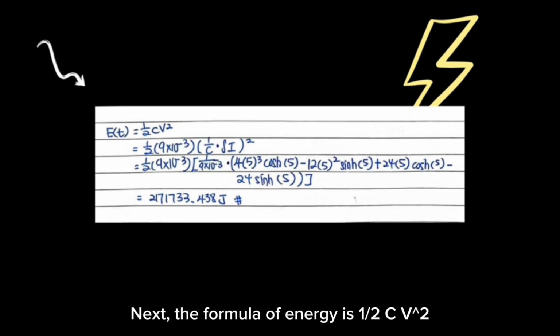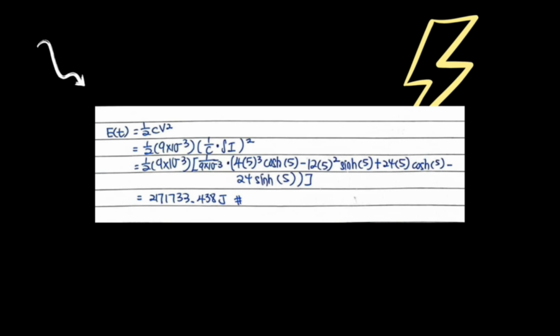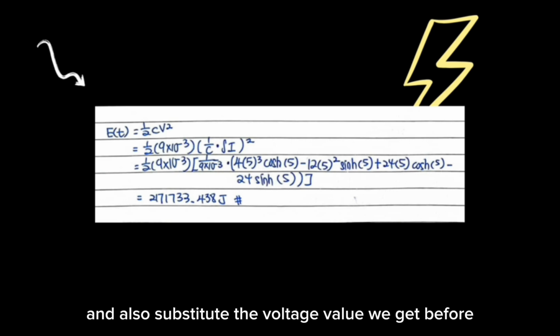Next, the formula of our energy is 1 over 2 C V squared. We substitute C equals 9 millifarad and also substitute the voltage value we got before to get the answer.